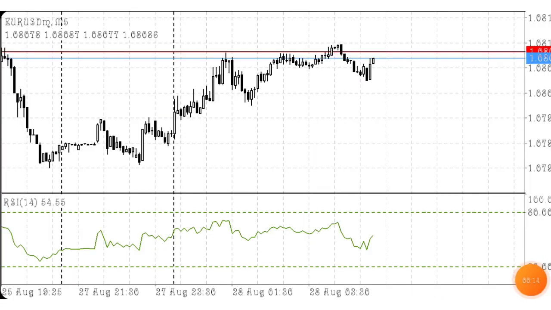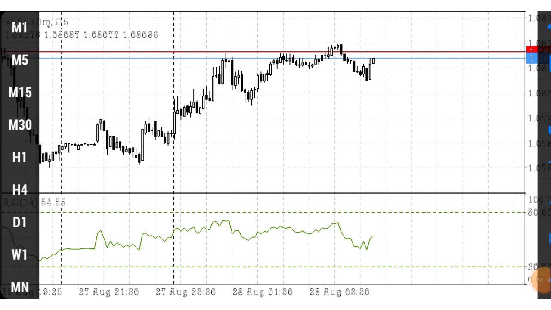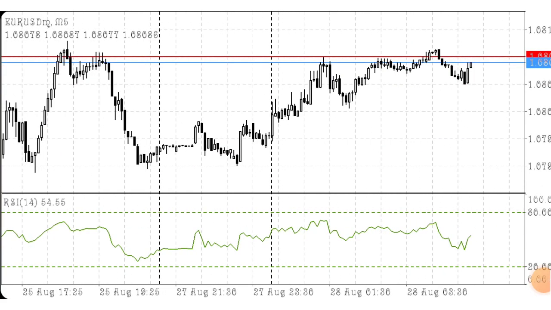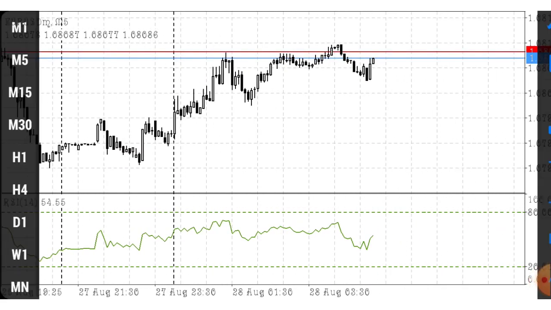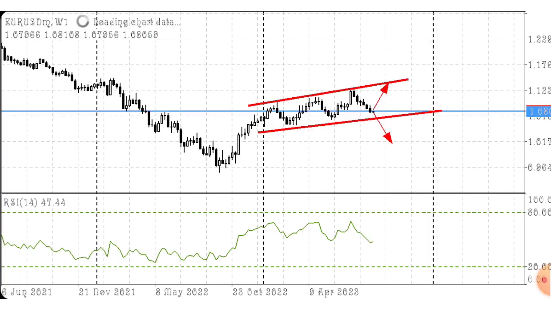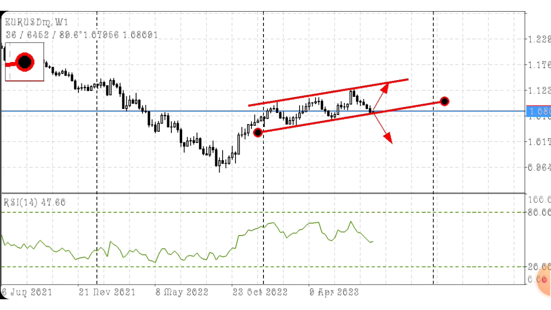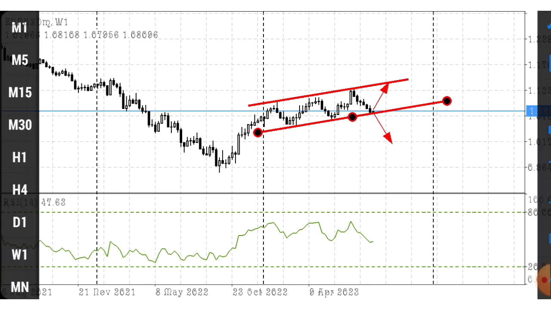So I was giving you analysis for Euro USD, and let me just finish it. So from the weekly charts, there you go. It's meant to be a buy. But if not, we'll be looking at a sell market, but it's most likely going to be a buy from all our analysis.